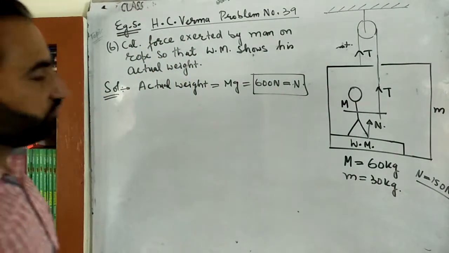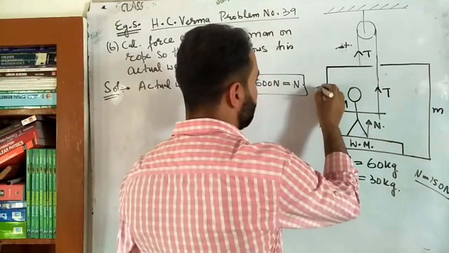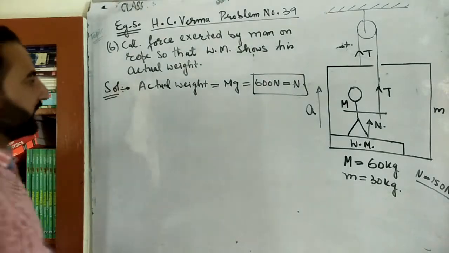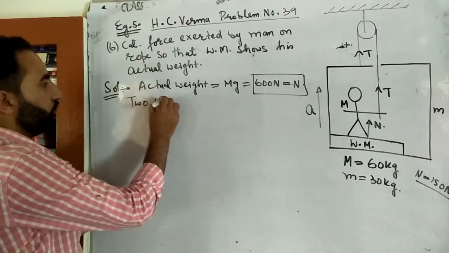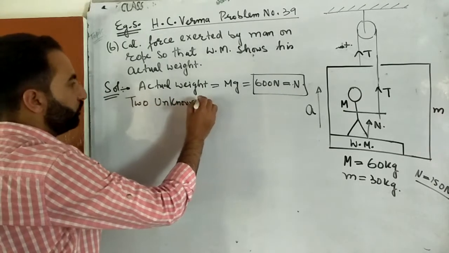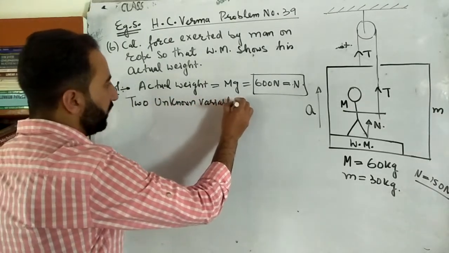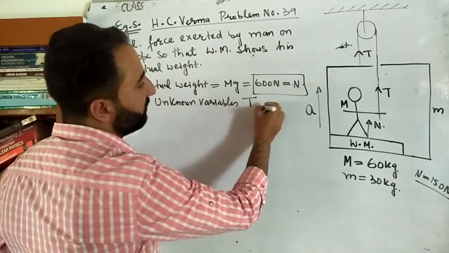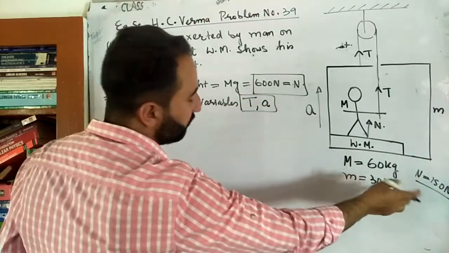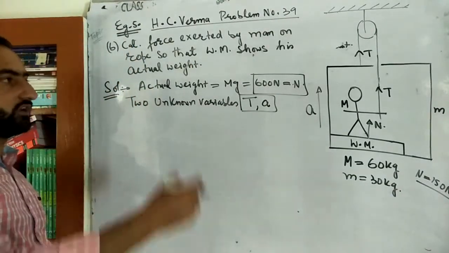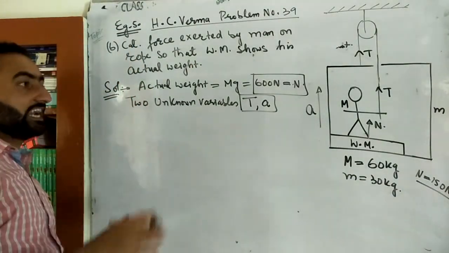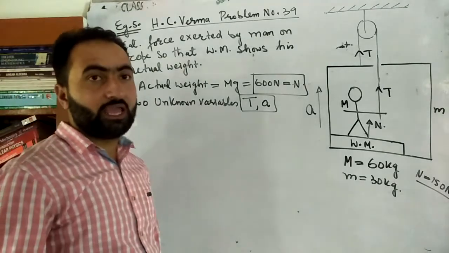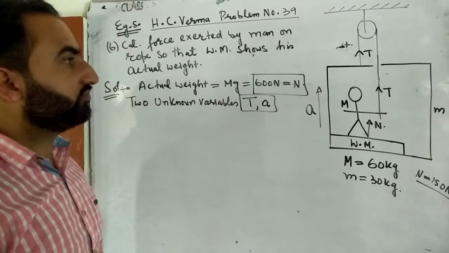Now in this very case, this whole system will accelerate upwards with an acceleration of A, which we don't know. Now here we have two unknown variables. How many unknown variables are here? Two unknown variables. And those two unknown variables are, number one, tension. We don't know the value of T, and we don't know the value of A. In part first there was normal reaction, that's 150 Newton, and we calculated tension as well in that case. But in the second case we don't know what T is and what A is. So what is the minimum number of equations we require? The minimum number of equations we require is 2.